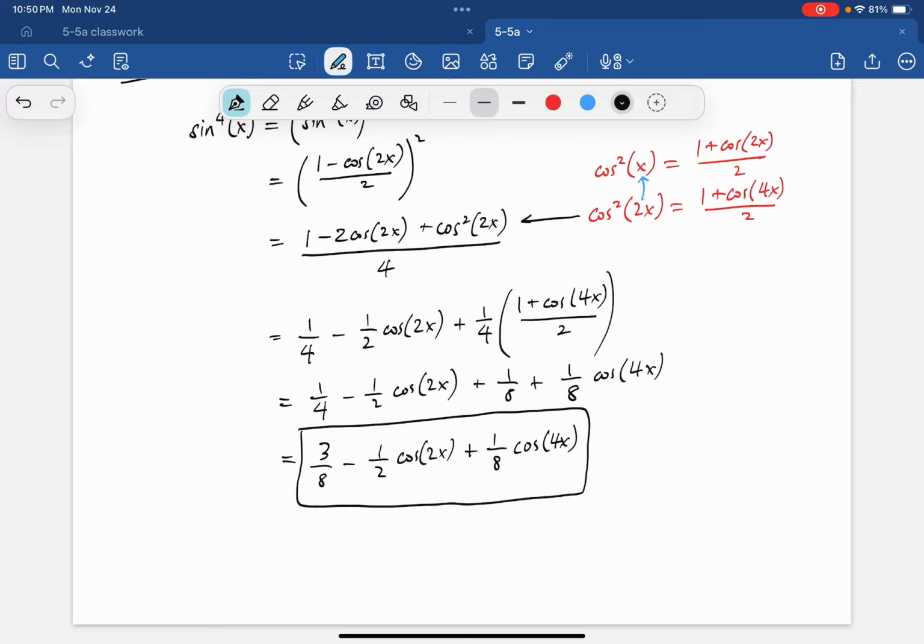Okay, and so this tool is very powerful for calculus whenever you want to do an integral. But, that'll come later for you guys. I'll stop there, and hopefully this is helpful. Have a nice homework time.